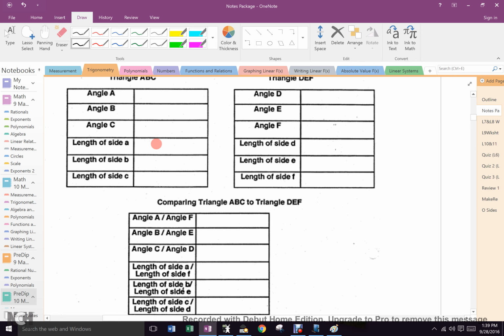All right. How long is side A? 4. That should be enough time for everybody to have written. How long is side A? 4. How long is side B? 6.5. How long is side C? 7.8. It's fine. Relax. How long is side D? 12.2. How long is side E? 10. How long is side F? 6.